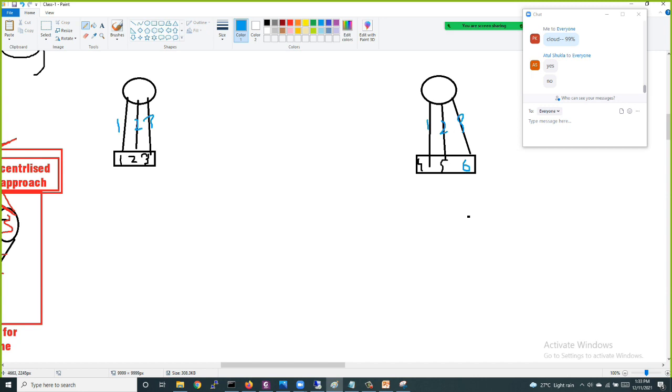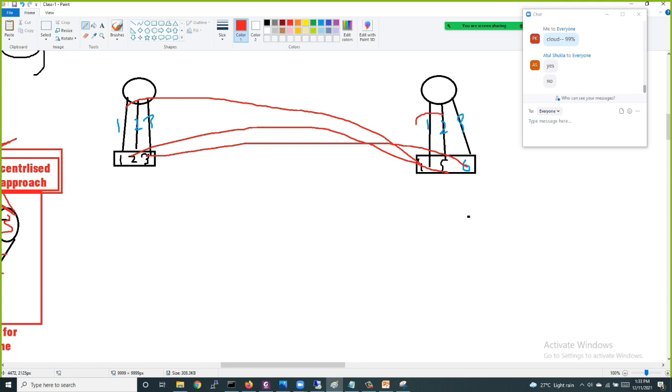Are you clear with this? All of you? Guys, please answer. 1 with 4, 2 with 5, 3 with 6, right? Because they are members of the same service VPNs, right?